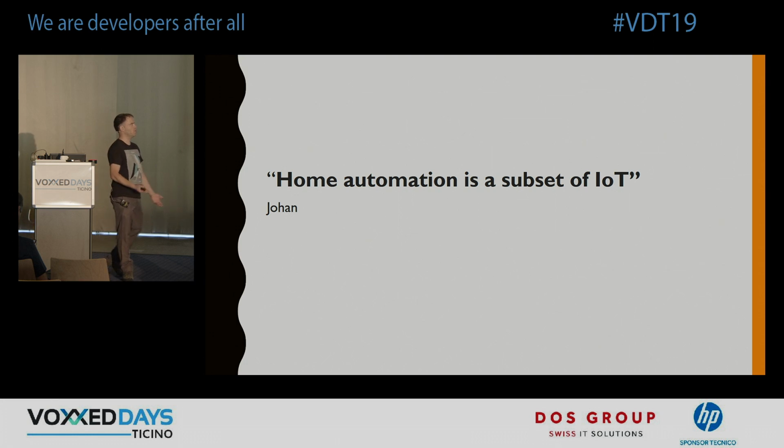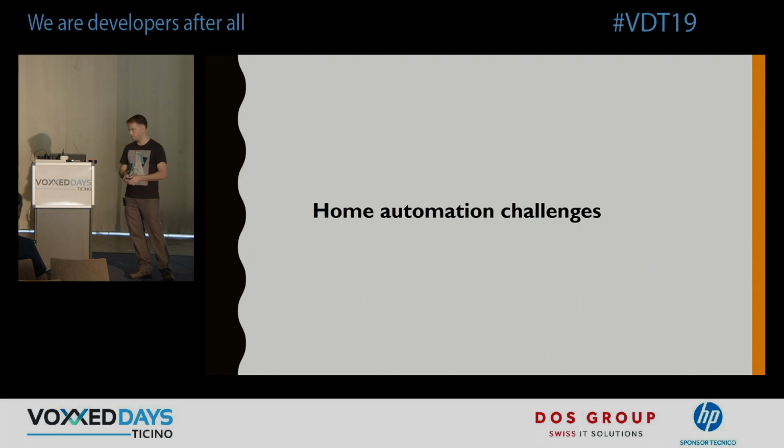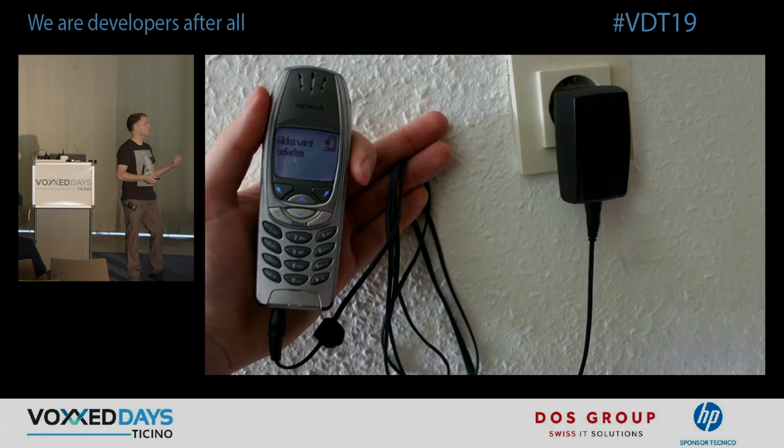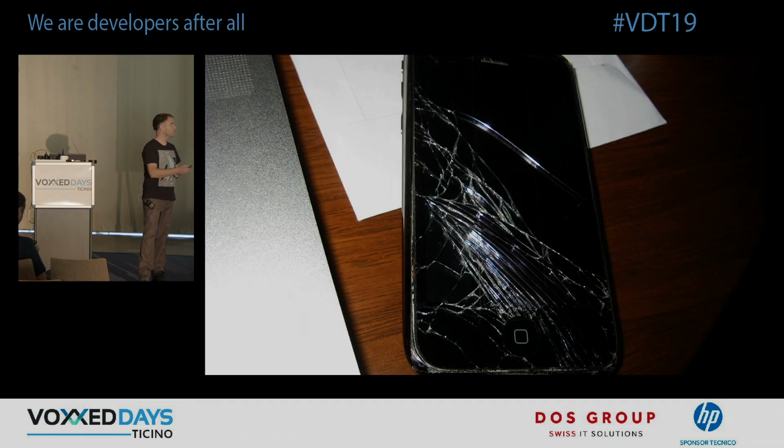So for me, home automation is basically a subset of IoT. It's the things that you do within your home or around your home. And there are some challenges if you want to do home automation. If you control it with your phone and you have to charge your phone, then it's difficult. And with this phone, you probably have some more difficulties because it's really old. I don't know how many of you broke their phone in the last 5 years. I guess most people did that. And then you cannot control your home anymore.